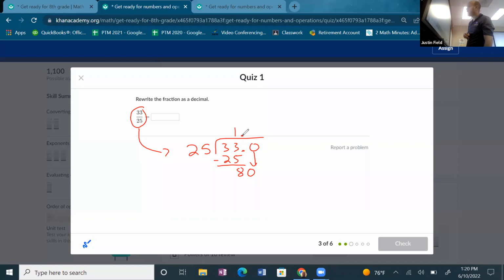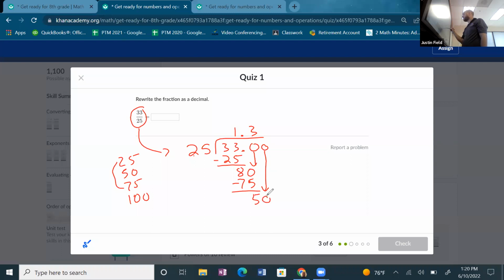Now I ask myself, how many times is 25 going into 80? We can make a little 25 multiple chart here, counting by 25s. And so it goes into 80 3 times. So I multiply by 3. 3 times 25 is 75. Subtract again, and I get 5. 25 doesn't go into 5, so I bring down the 0. 25 goes into 50 2 times. 2 times 25 gives me a remainder of 0. The answer is 1.32.